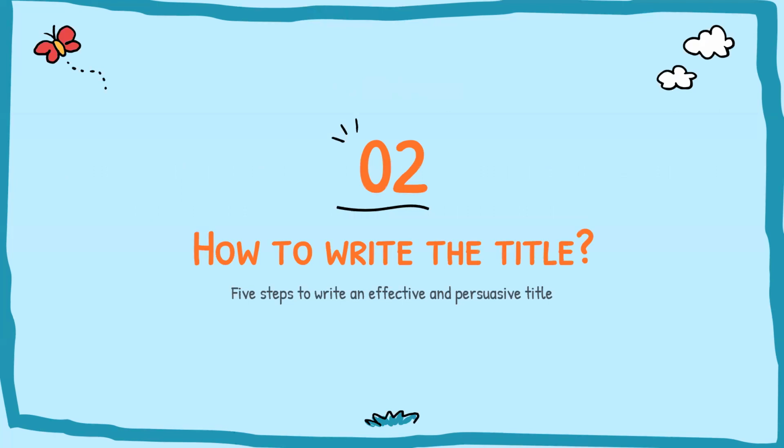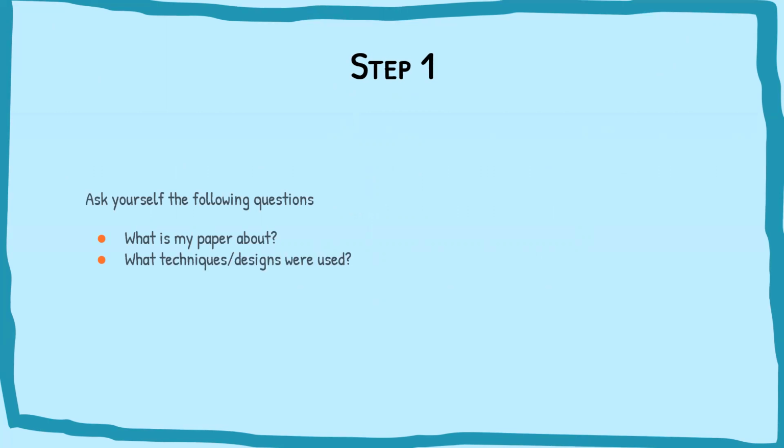Now let us understand how to write these perfect titles in the second topic. So I'll be dealing with 5 steps to write an effective and persuasive title. So let us deal with all the steps one by one. So step one, we should try and ask ourselves the following questions. So the first question is, what is my paper about? The second question is, what techniques or designs I have used? The third is, on whom I have experimented or what it is that I have studied. The fourth is, what are the results of the experiment?